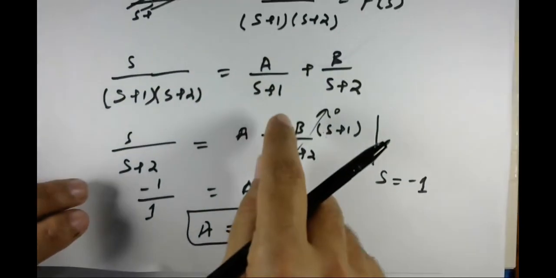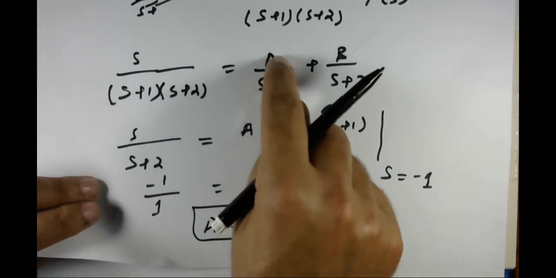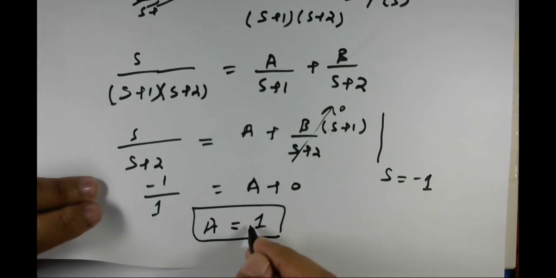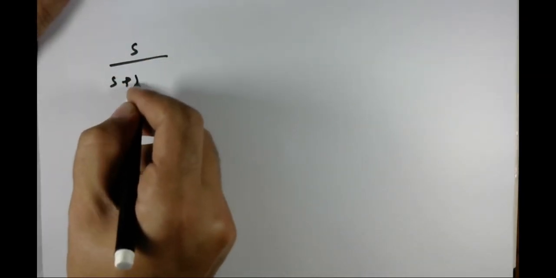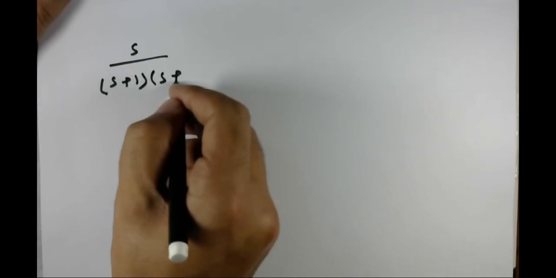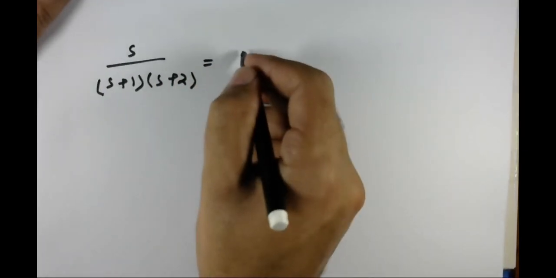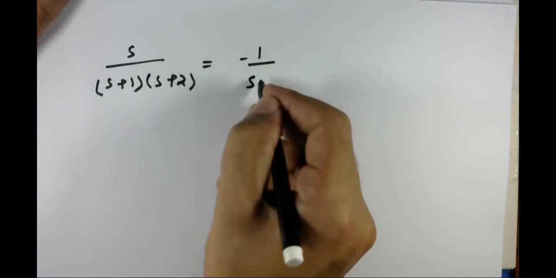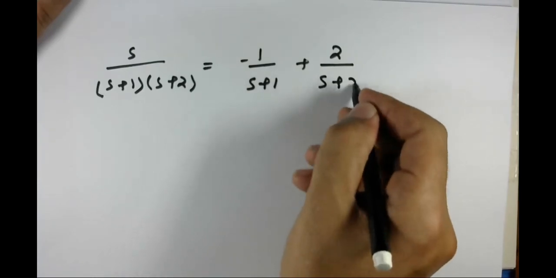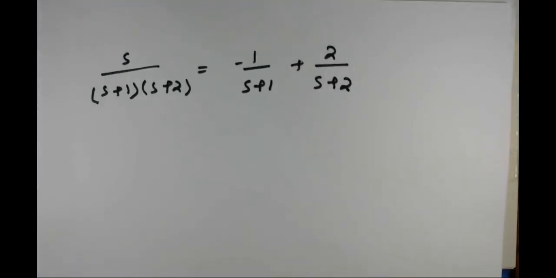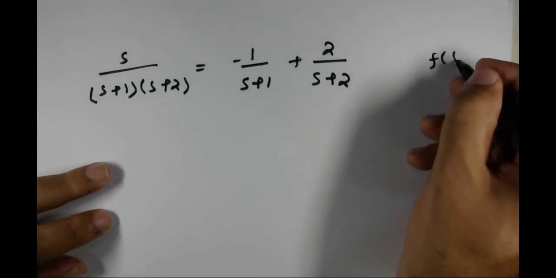Now for this equation, we got the value of a as minus 1, sorry, this is minus 1, and for b this is 2. So I'll just write this down. Our original function was s by (s plus 1) and (s plus 2). Now I got minus 1 divided by s plus 1, and plus 2 divided by s plus 2. Now what was my primary objective of doing this? To find out what f of t is.